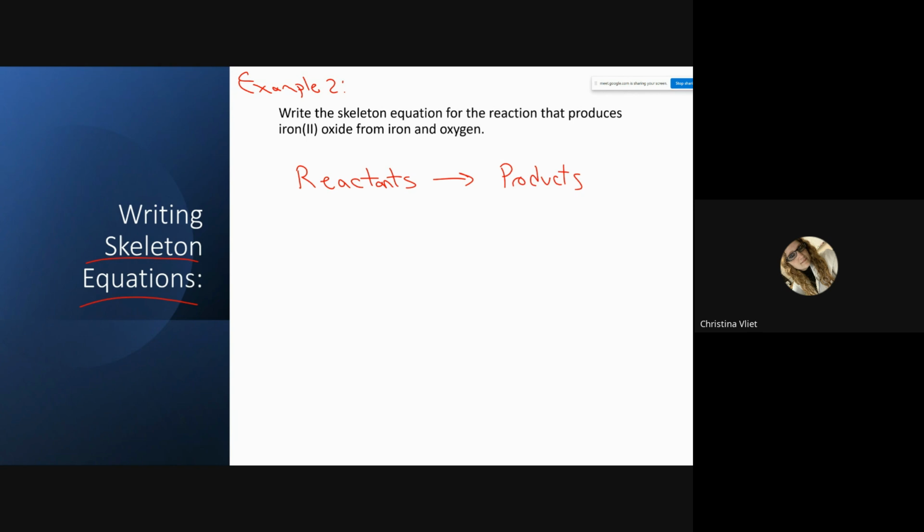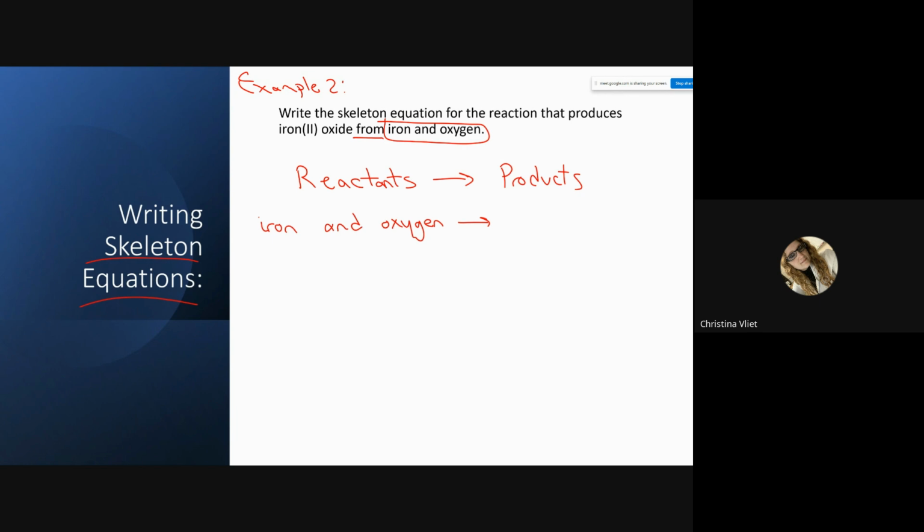Let's write the skeleton equation for the reaction that produces iron 2 oxide from iron and oxygen. So reading this, what are my reactants in words? Because from means it comes from, right? So these are actually the reactants. So in words, my reactants are iron and oxygen. What's my product? Only one.